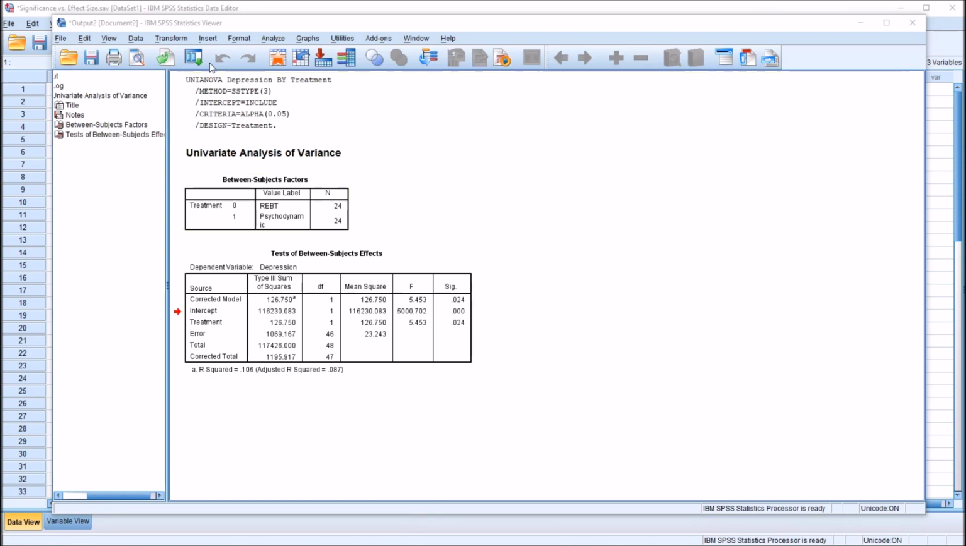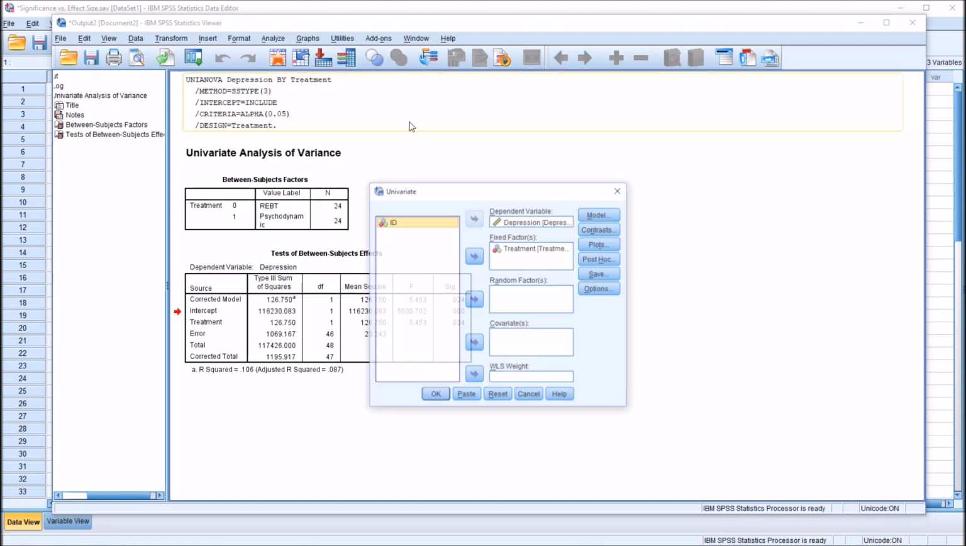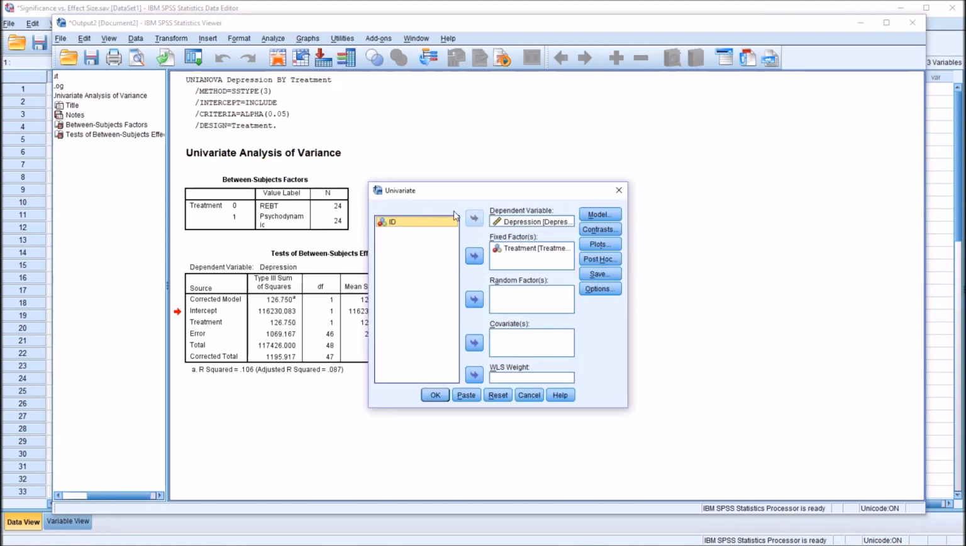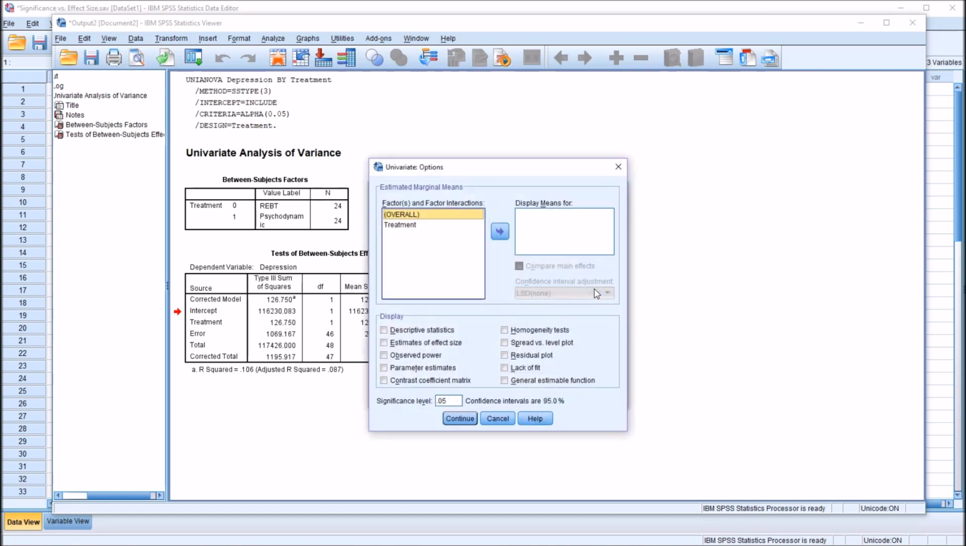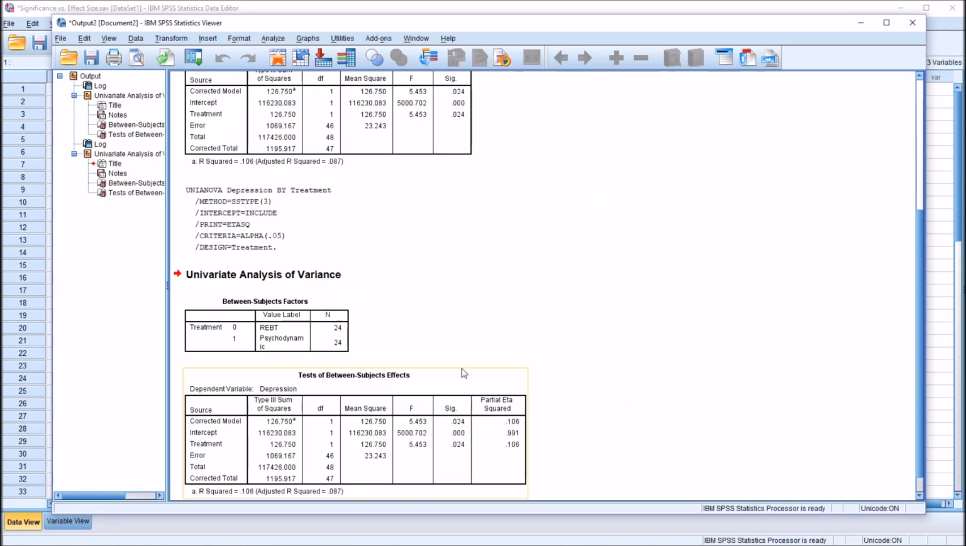So now I'm going to go back to analyze, general linear model, univariate, and bring up that same univariate dialog, except this time under options I'm going to add estimates of effect size. I'm going to check this off under display, this display frame, click continue, click OK. So this is the same analysis that I conducted before, except now I have this additional statistic, partial eta squared.